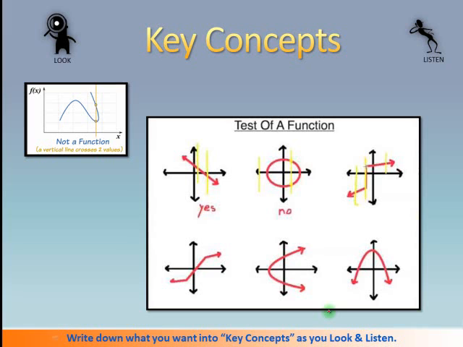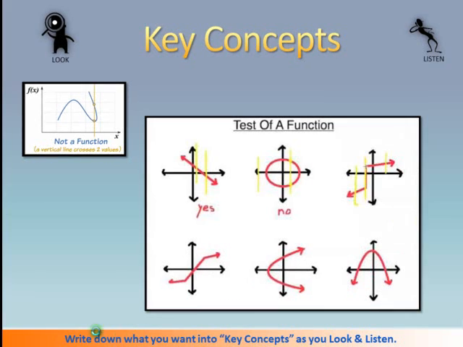Okay, so the answers are, for this one, it's a no. You can see it intersects in multiple points. This one's a yes, because if I draw multiple vertical lines, it only intersects once. This one's a no, and this one we did one similar to just a second ago, so this one's a yes. Hopefully you got those right. Let's continue.